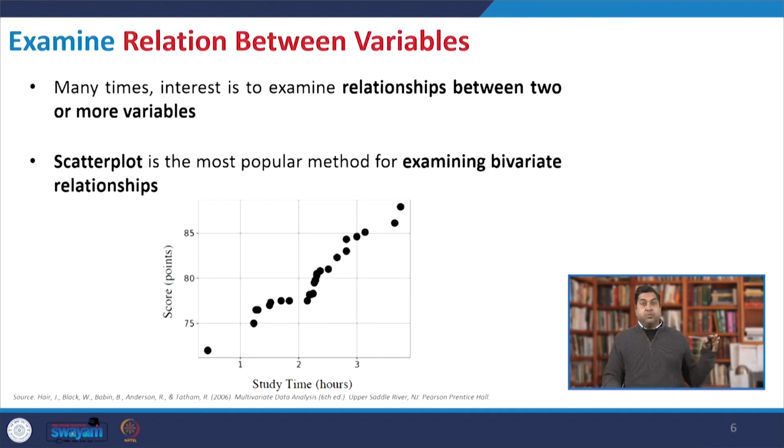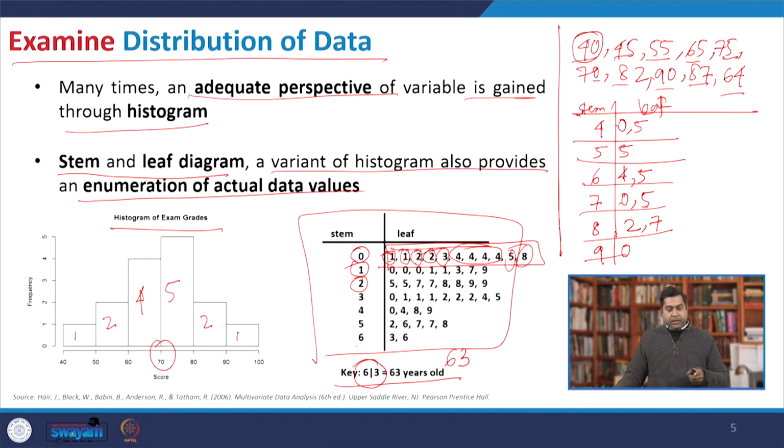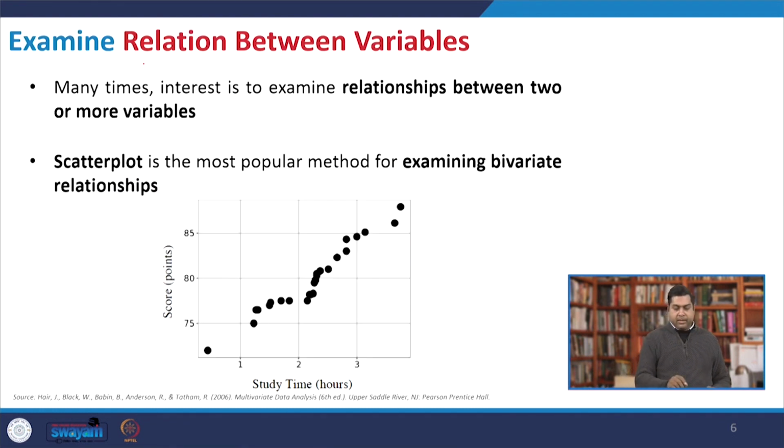Moving ahead, for the examination of distribution, it is normally done for a single variable. Here it is score, here it is age. So, you can refer to this as univariate. Now, for the relationship between variables, normally we take two variables together.